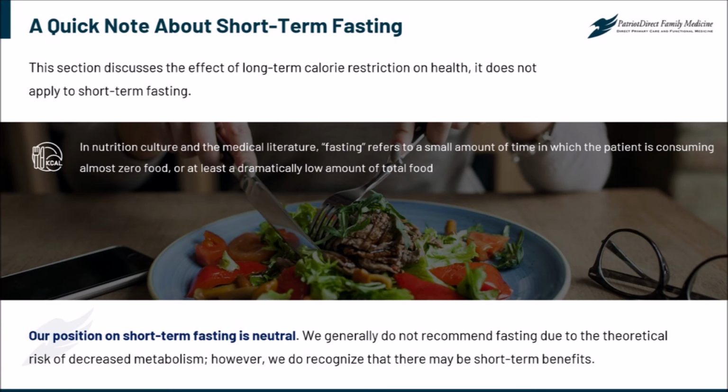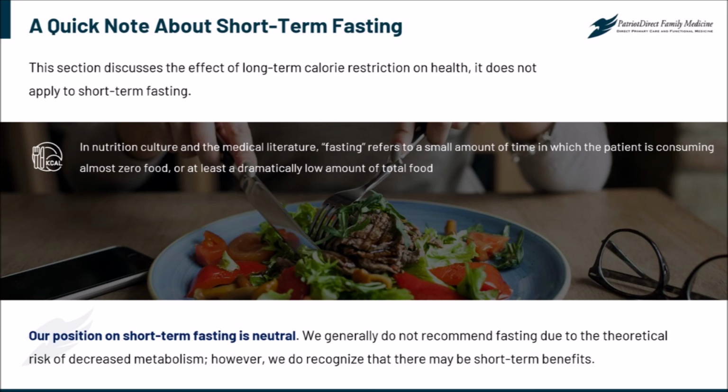A quick note about short-term fasting. Please note that this section discusses the effect of long-term caloric restriction on health. It does not apply to short-term fasting. In nutrition culture and the medical literature, fasting refers to a small amount of time, perhaps 3 to 5 days or possibly up to a few weeks, in which the patient is consuming almost zero food, or at least a dramatically low amount of total food.